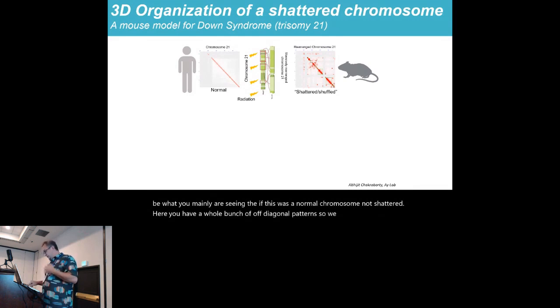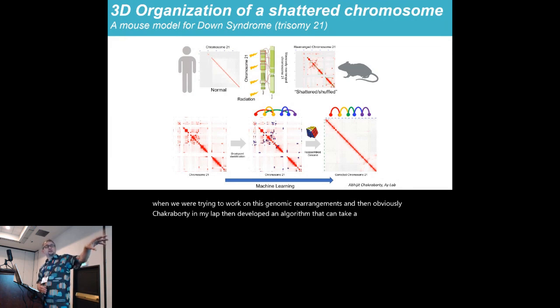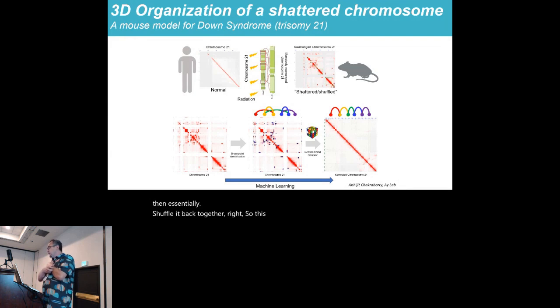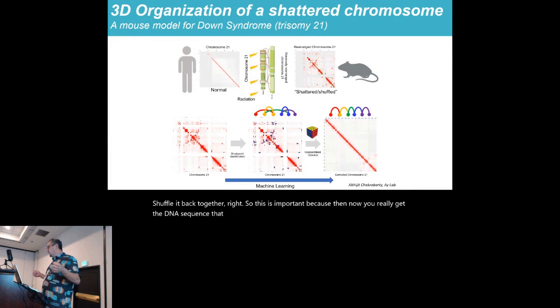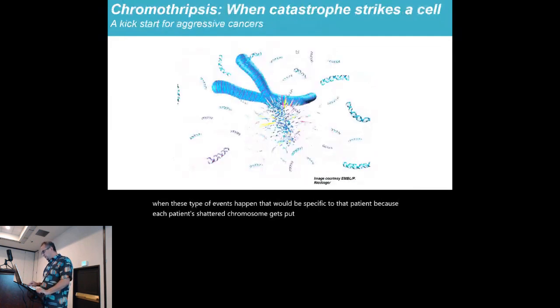So we found this Hi-C data when we were trying to work on these genomic rearrangements, and then Abhijit Chakraborty in my lab developed an algorithm that can take a contact map like this, identify the boundaries of such potential breakpoints, and then essentially shuffle it back together, right? This is important because now you really get the DNA sequence that is specific to this cell type, or, in a cancer genome when these types of events happen, specific to that patient, because each patient's shattered chromosome gets put together in a different way.